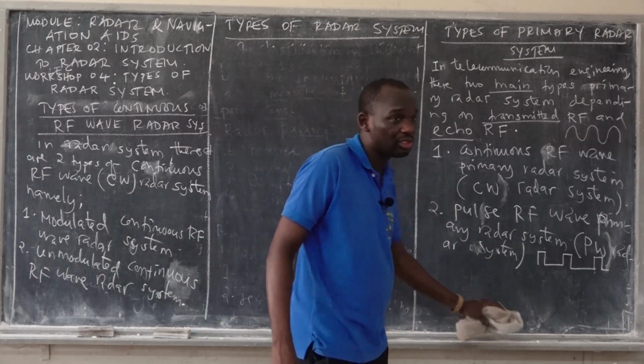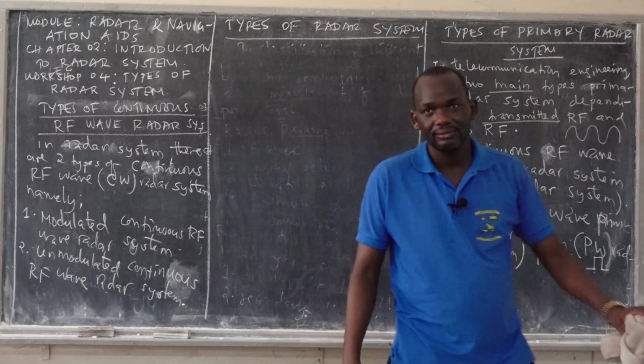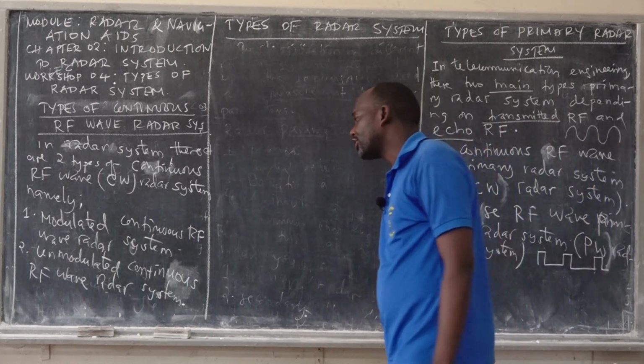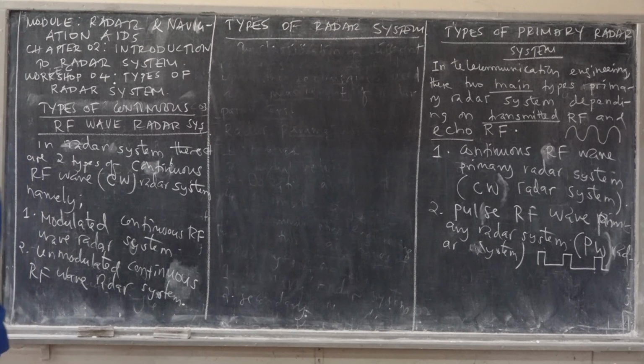RF. What are the long terms of RF? Then say unmodulated continuous radio frequency wave radar system. Zero frequency.